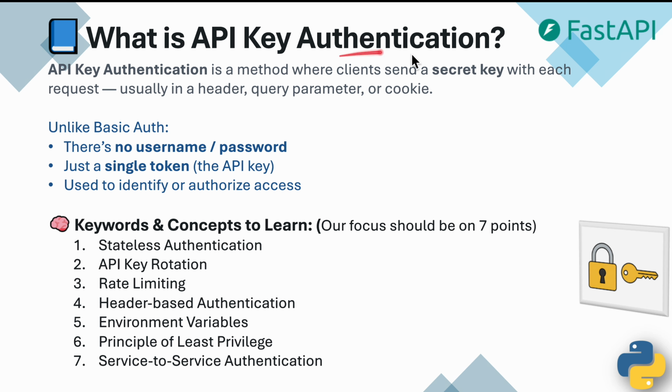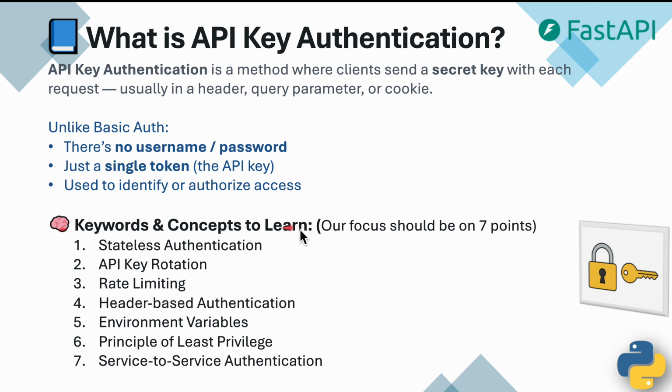What is API key authentication? API key authentication is a method where clients send a secret key with each request, usually in a header, query parameter, or cookie. Unlike basic auth, there is no username or password. Just a single token, the API key. Use it to identify or authorize access.